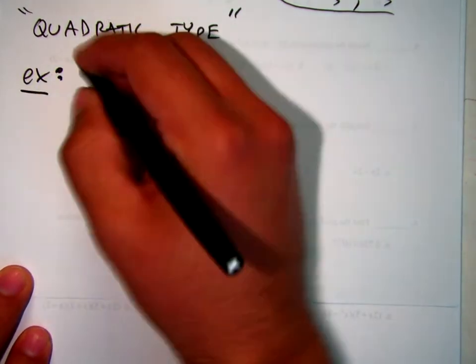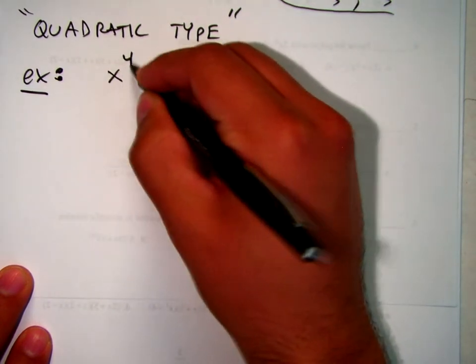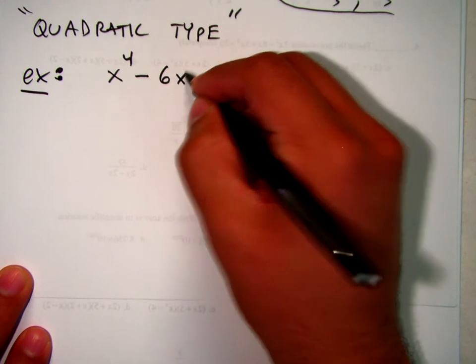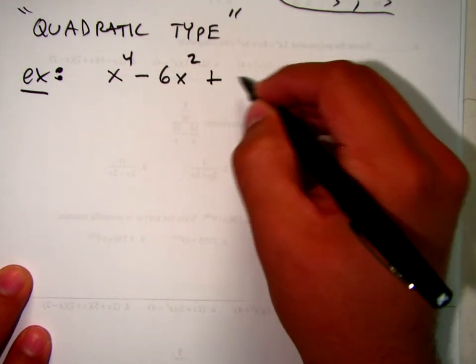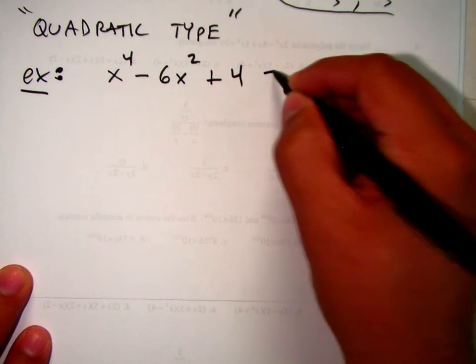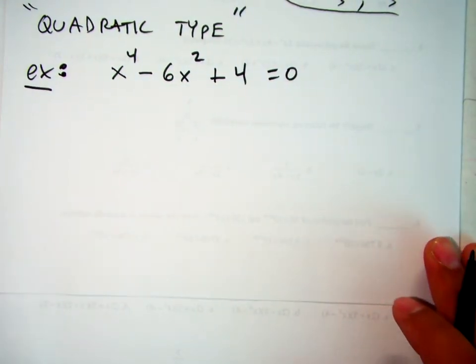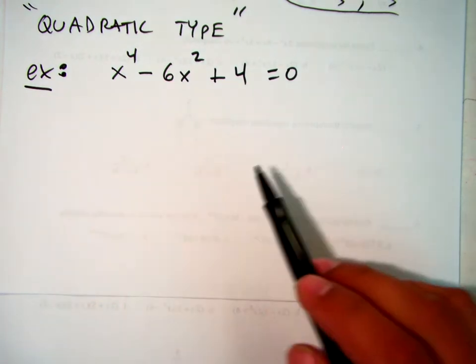Let's say I have x to the 4 minus 6x squared plus, let's say, 4 equal to 0. Okay? You could try to factor it. It's not going to help, though.